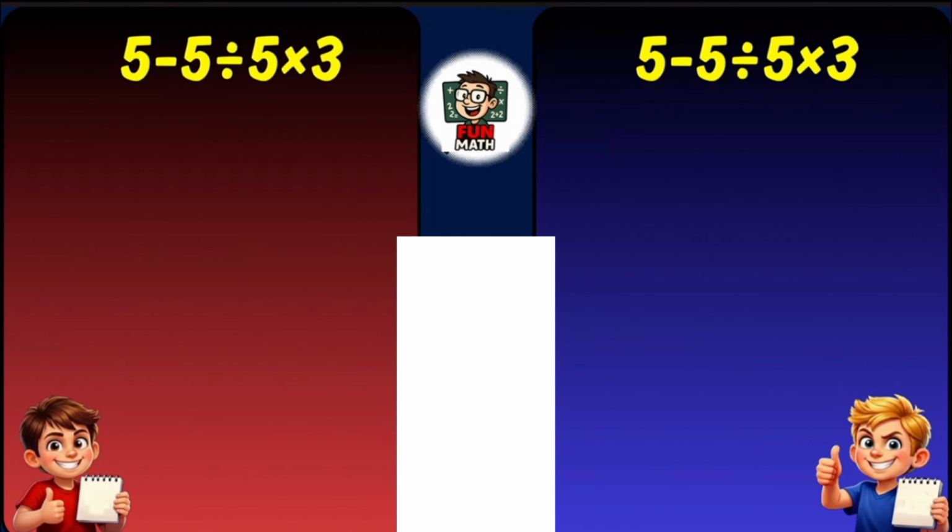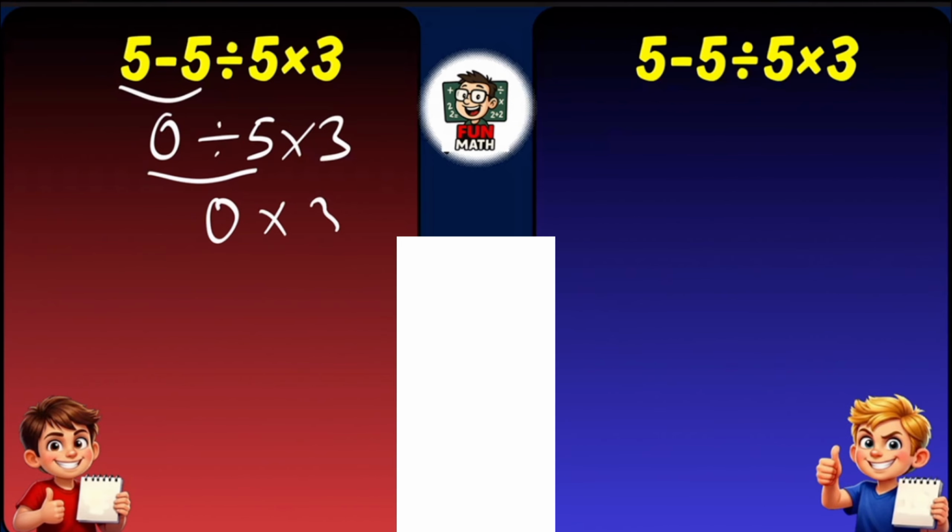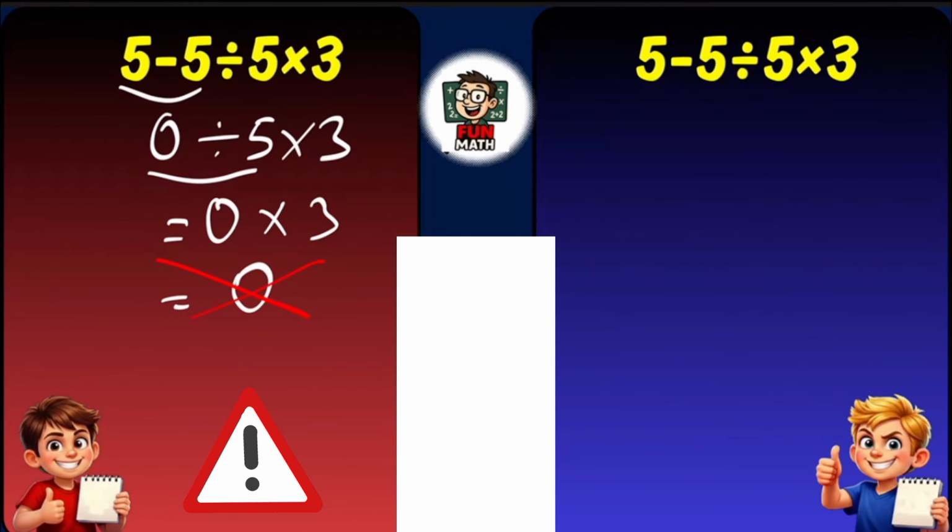First subtraction, 5 minus 5 equals 0. Divide 5 times 3. Now division, 0 divided by 5 equals 0. Finally, multiplication, 0 times 3 equals 0. If you solve the problem this way, you made a mistake. Because when solving the problem, we should pay attention to the order of operations.